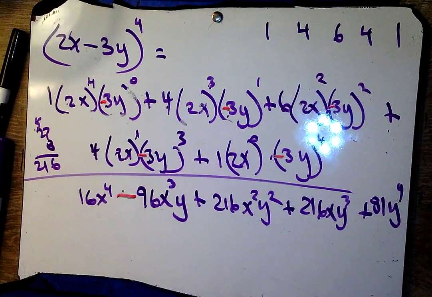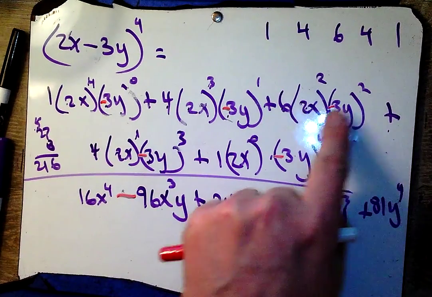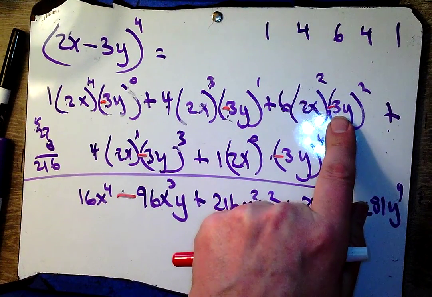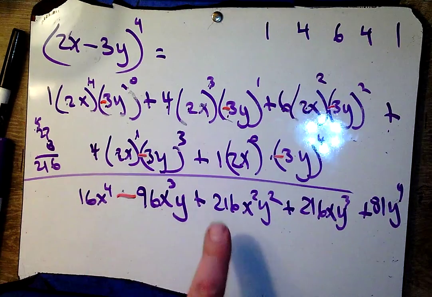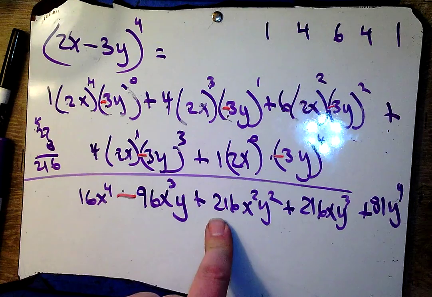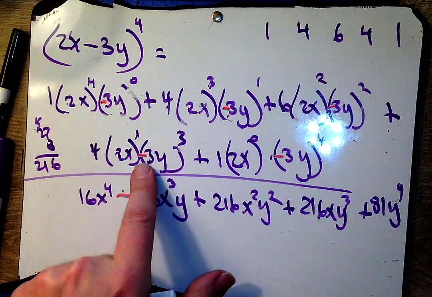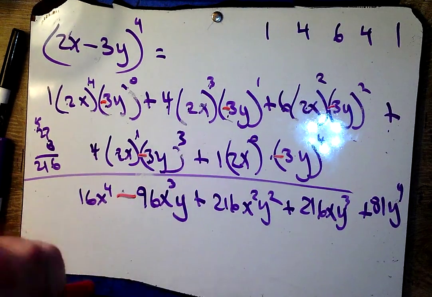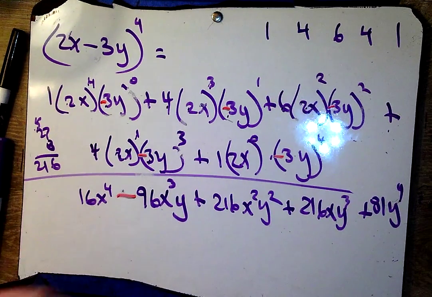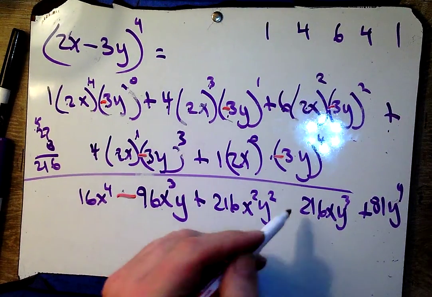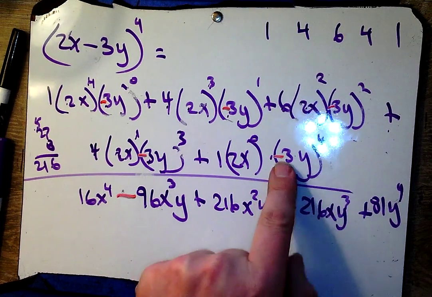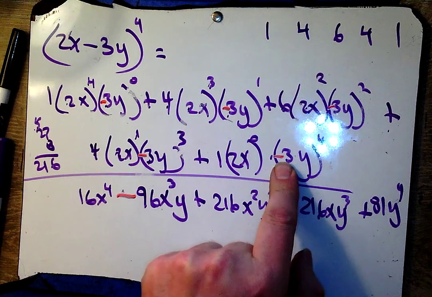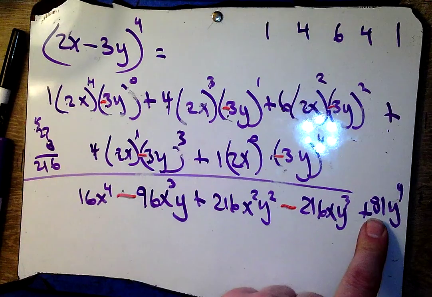So that sign changes. Right? Negative 3 squared, positive 9, times 4 is 36, times 6 is positive 216. So that one doesn't change. But over here, negative 3 to the third is negative 3 times negative 3 times negative 3. Now I'm going to have a negative here now. So this one's a minus. And negative 3 to the fourth, well, negative 3 times negative 3 is 9, and times negative 3 is negative 27, times negative 3 is positive 81.